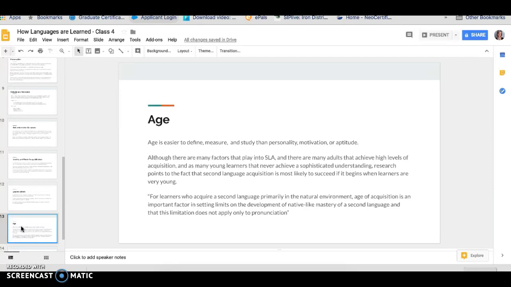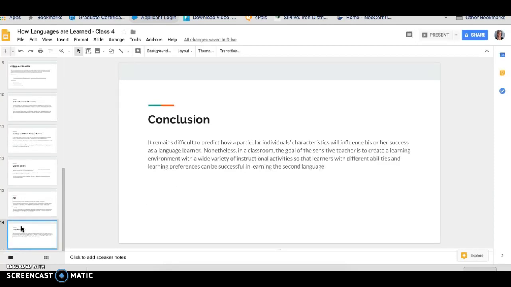For learners who acquire a second language primarily in the natural environment, age of acquisition is an important factor in setting limits on the development of native-like mastery of the second language, and this limitation does not only apply to pronunciation. So in conclusion, it remains difficult to predict how a particular individual's characteristics will influence their success.